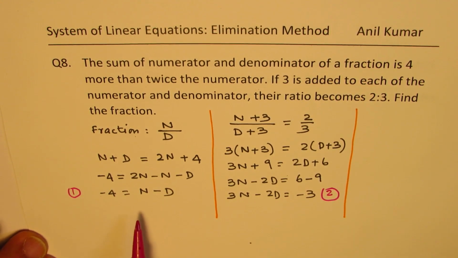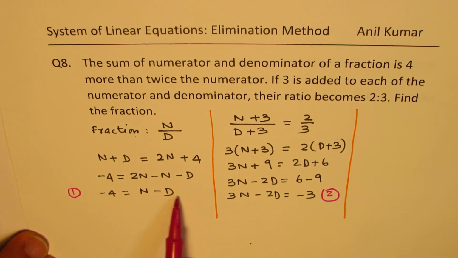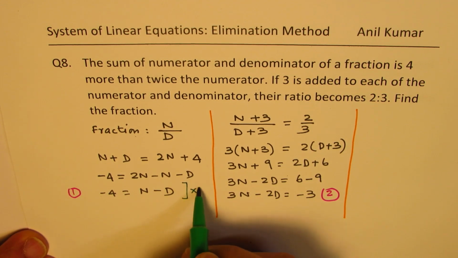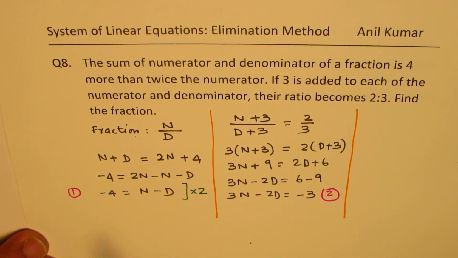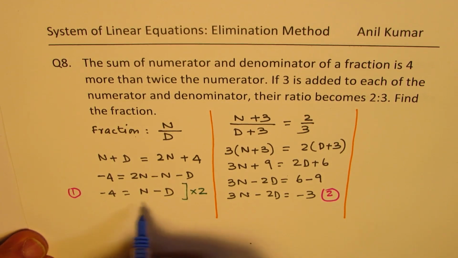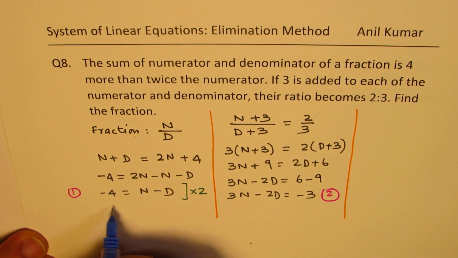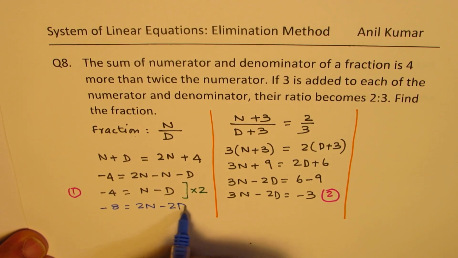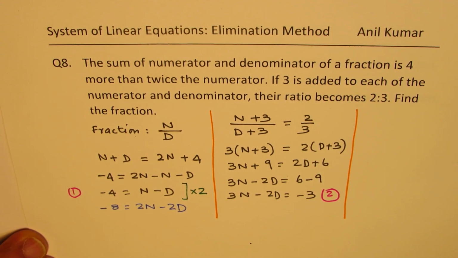Now how do we eliminate? Well, to eliminate, we can multiply equation 1 by 2. Right. So what we will do now is we have to make the same coefficient. So we'll multiply this equation by 2. So we get 2d minus both places. So when you multiply this by 2, you get minus 8 equals 2n minus 2d. And we'll call this our equation number 3.